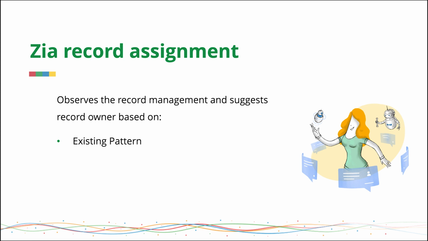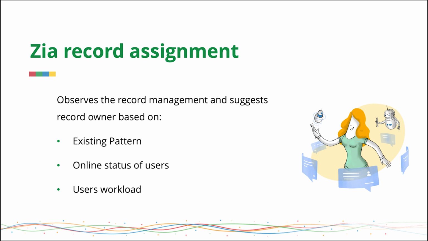So instead of going through each of these manually, Zia observes the pattern you follow and simply assigns based on these criteria. Zia will observe the type of communication a user mostly performs, email communication or calls. She'll draw a pattern from the observation about the user's preferential mode of communication.